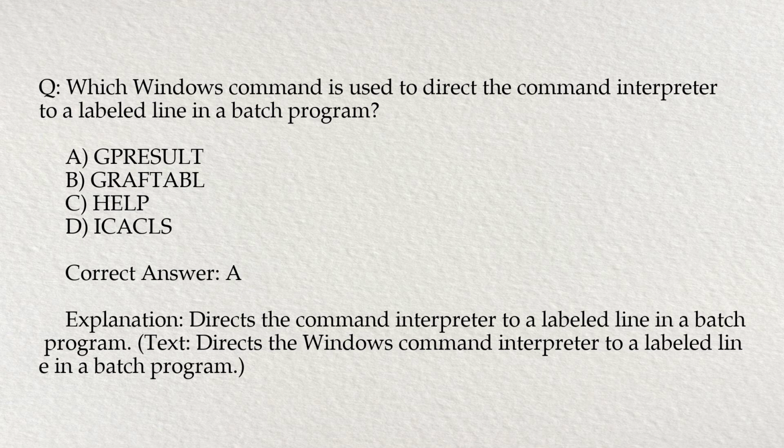Q, which Windows command is used to direct the command interpreter to a labeled line in a batch program? A. Goto. B. Graftabl. C. Help. D. Icacls. Correct answer, A. Explanation: Directs the command interpreter to a labeled line in a batch program. Direct quote from text: directs the Windows command interpreter to a labeled line in a batch program.